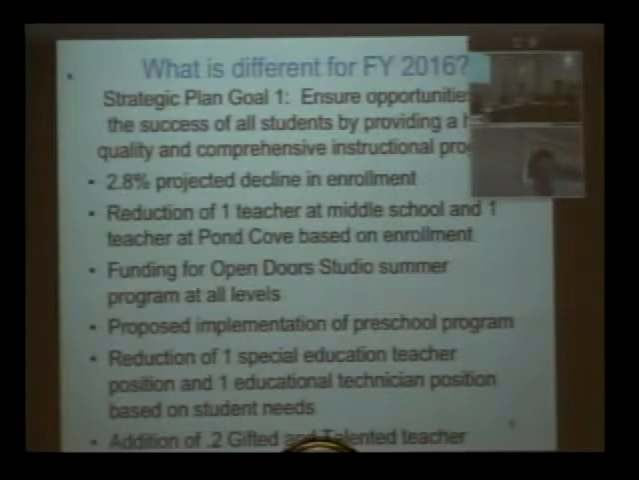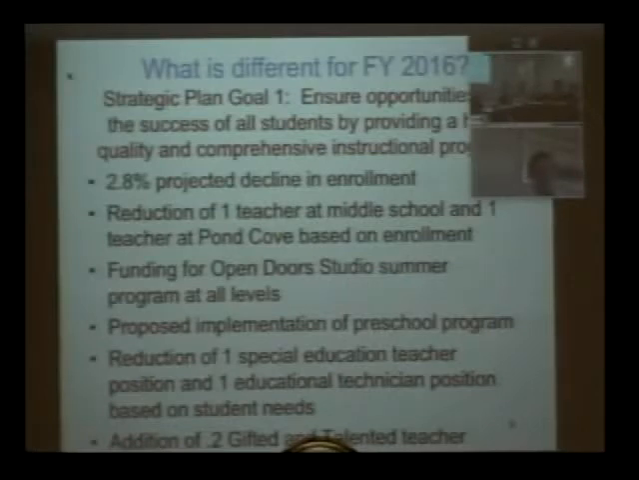As a result of that, we're proposing the reduction of one teacher at CEMS and one teacher at Pond Cove based on enrollment. And the good news about that is that there are retirements in each of those buildings, so we won't need to reduce staff. In order to do that, we can absorb those reductions through retirement.